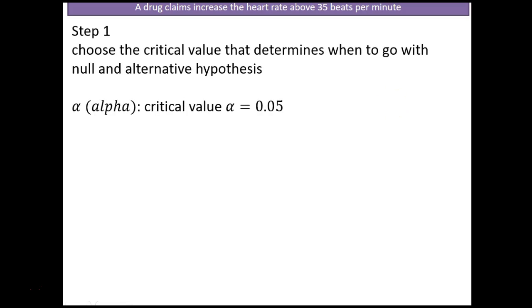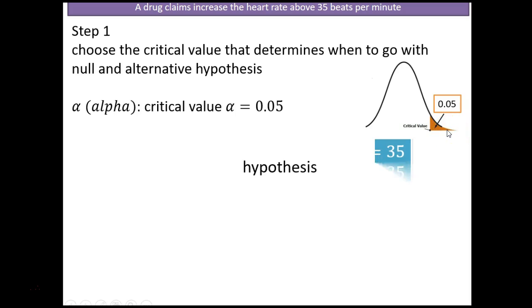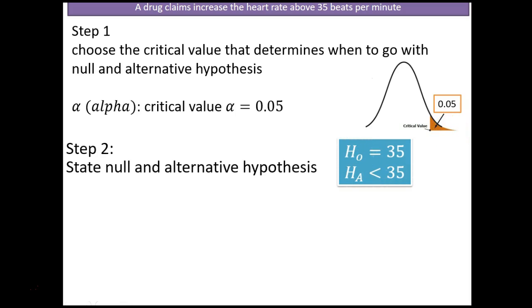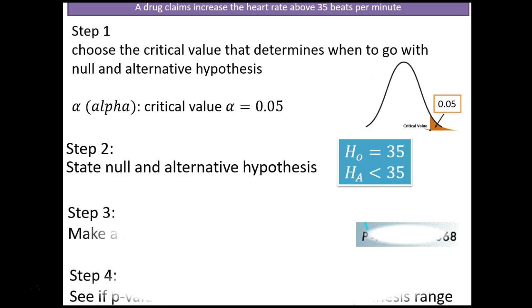All right, so it claims to increase the heart rate. Step one, we choose the critical value. For us, we've chosen that critical value, also known as alpha. That's our symbol for alpha, of 5%. That was the first step. Okay, so we know that we want that area to be really small if we're going to accept it. We then state our null and alternative hypothesis. So the status quo is a heart rate of 35. The alternative is that it is less than 35.